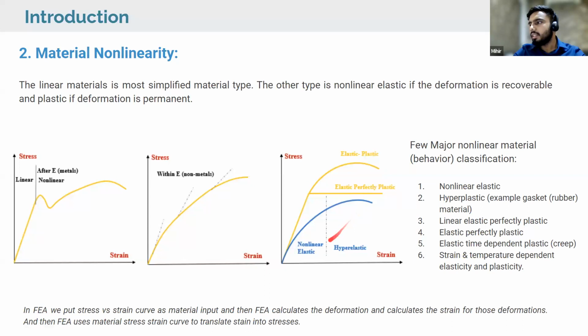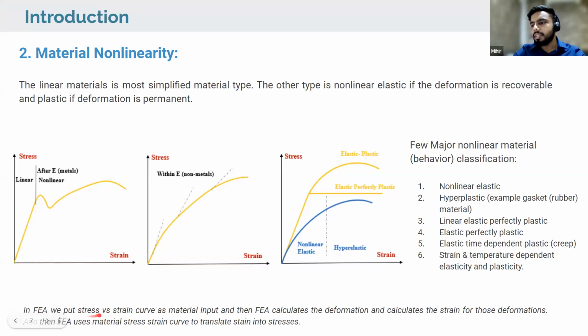And the other one is nonlinear elastic and hyperplastic, where you can see this is the elastic plastic behavior, and this is elastic perfectly plastic, because the stress is not changing while the deformation is changing. A few major nonlinear material classifications are nonlinear elastic and hyperplastic, for example rubber material, and linear elastic perfectly plastic material. Based upon these graphs, we can categorize how the material is behaving.